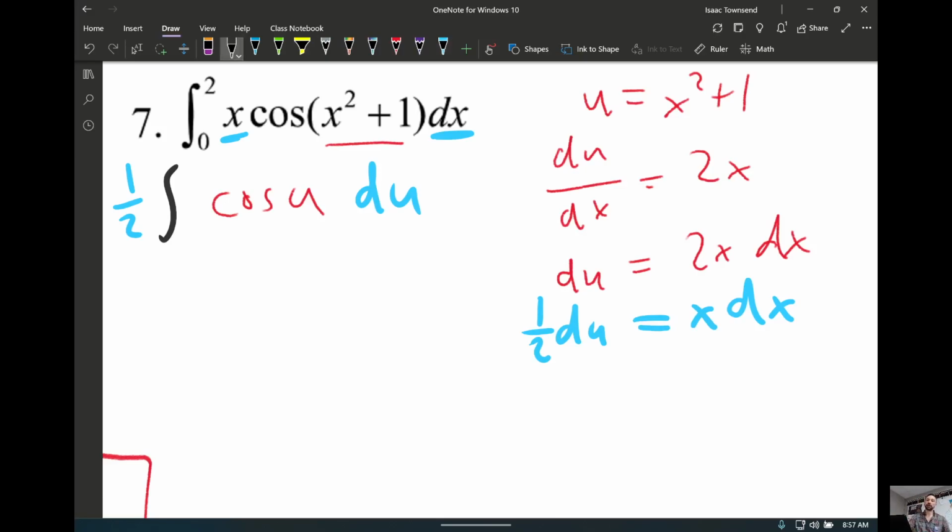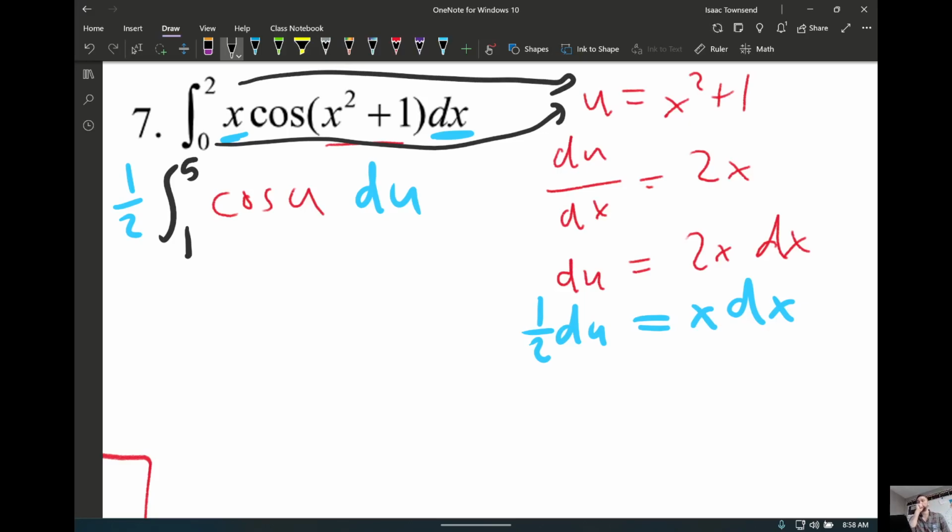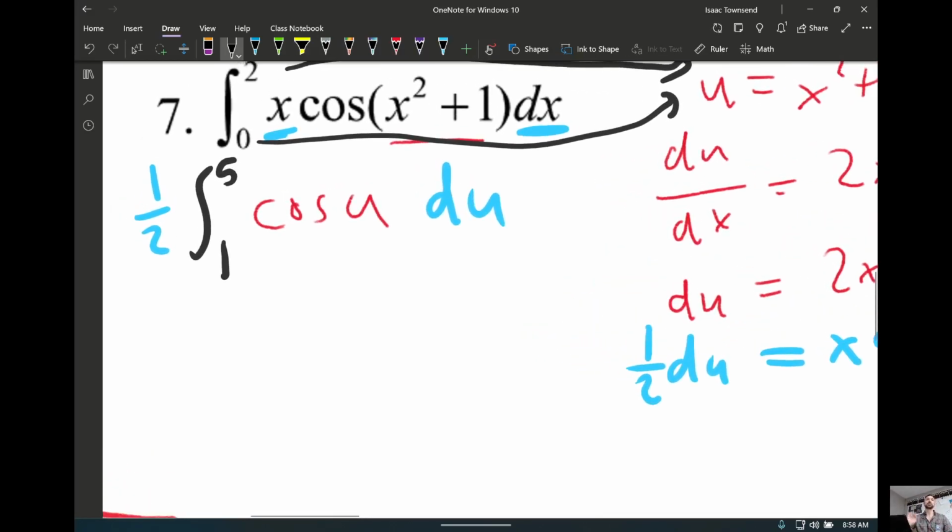Now honestly, you should probably change these bounds right away so you don't forget. When x is 0, u is 1, and when x is 2, u is 5. And now I won't say that the rest of the question is easy for everybody, but this is no different than what you've been doing for weeks at this point. Okay, what can we take the derivative of to get cosine?